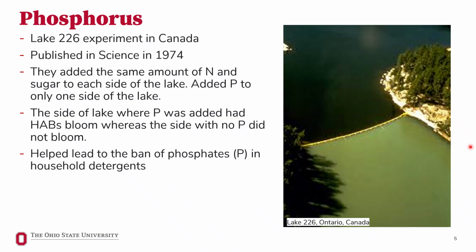The same amount of nitrogen and sugar was added to each side of the lake. However, one half of the lake also received phosphorus. The side of the lake where the phosphorus was added experienced a harmful algal bloom, but the side without the addition of phosphorus did not have a bloom. This experiment helped scientists understand the link between phosphates and harmful algal blooms, and led to the implementation of the Clean Water Act, including the ban of phosphates in household detergents.